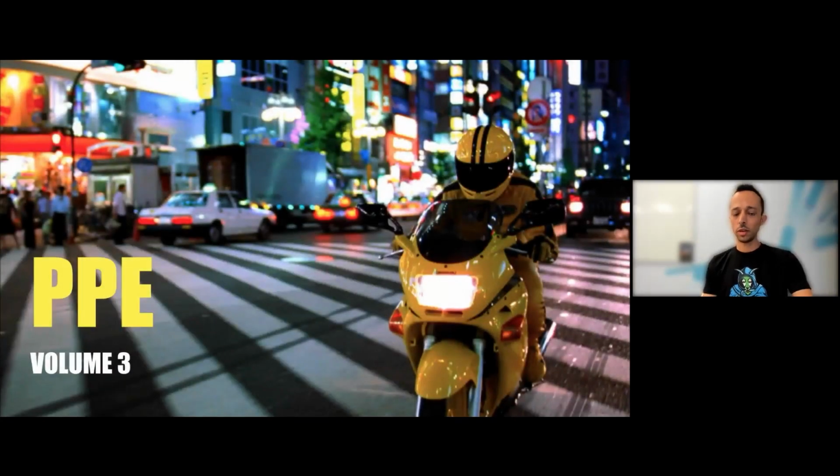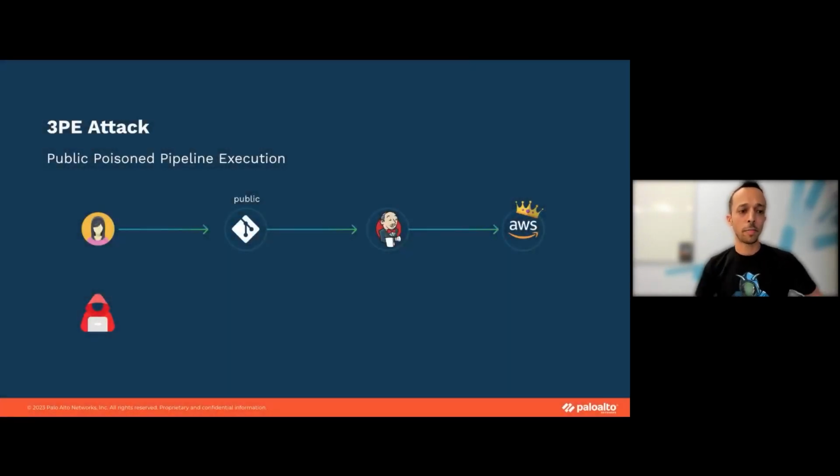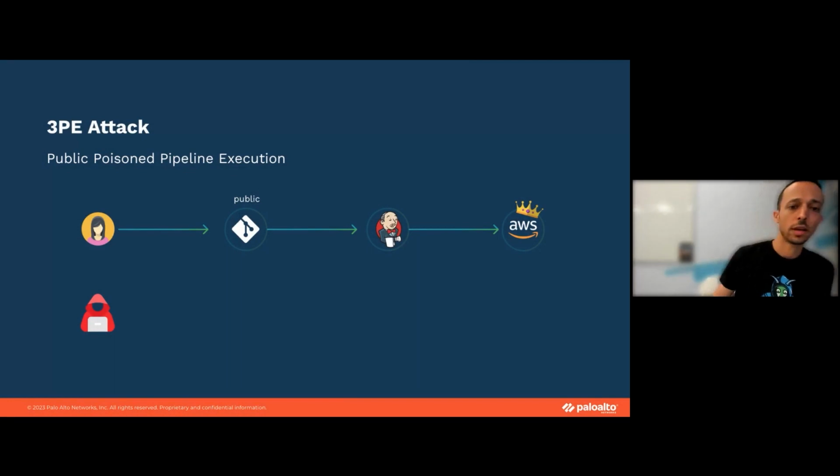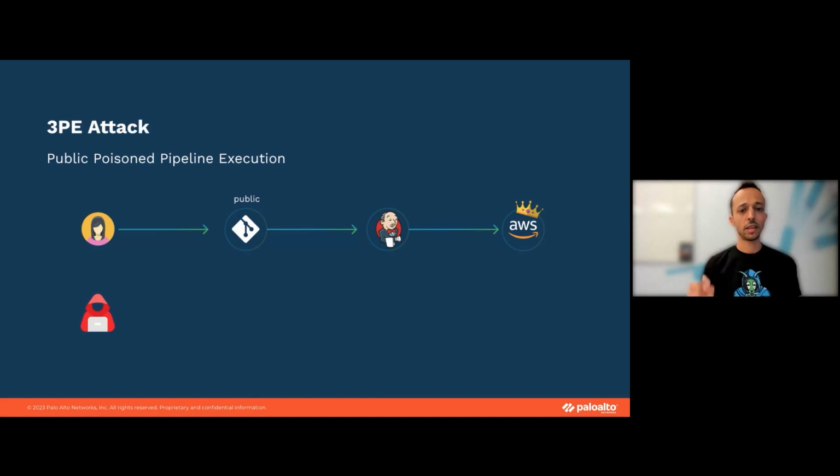Okay, moving on to the third and last variant of PPE, which is public PPE, or in short, 3PE attack. So here, the attack starts from a different position than we've just seen. The attacker didn't obtain write permissions on the repo. In this case, there is a public repository linked with a Jenkins pipeline. Public repositories, like in open source projects, for example, allow any user to contribute, usually by creating pull requests after you fork the repository, suggesting changes to the code. This project can be linked with a CI to automatically test the code, for example.